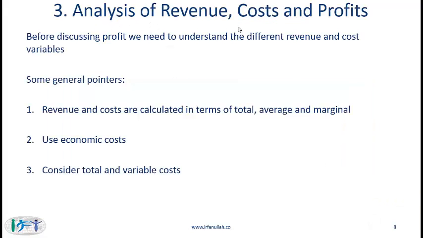Analysis of revenue, costs and profits. This is the major section in the reading. Some general pointers. We will see that revenues and costs are calculated in terms of total, average and marginal terms. We talked earlier about accounting profit and economic profit. We also talked about accounting costs and economic costs. Here in this section, when we talk about costs, we are referring to economic costs. And finally, when we talk about costs, we will consider both total and variable costs.